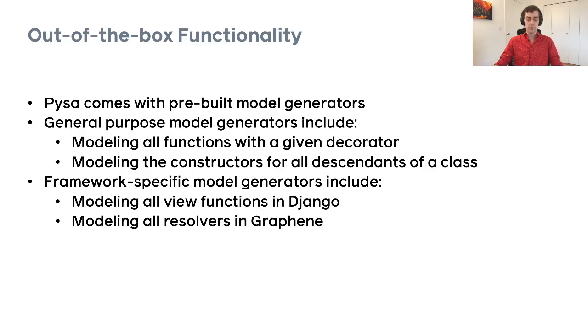So the general purpose generators include things like modeling all functions that have a given decorator, or modeling all constructors for functions that are descendants from some sort of class. Framework-specific generators include generators for all view functions in a Django web server, or all resolvers in a Graphene GraphQL system.